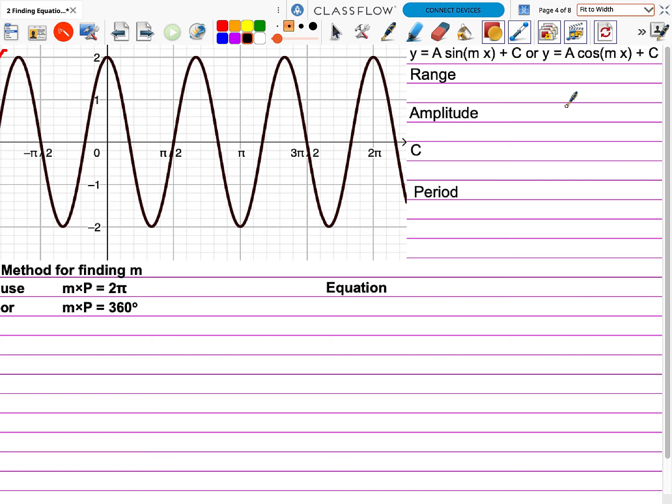Okay, you've had enough time now to work out the range. Well, you should have, because you can pause the video for as long as you like. So the range, what's the lowest y value?